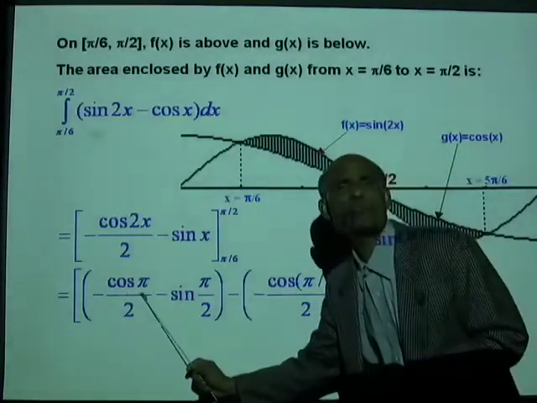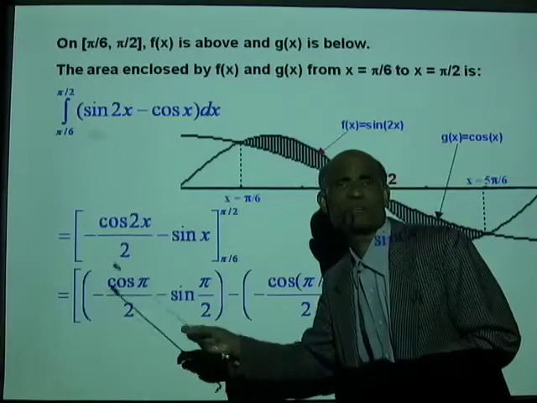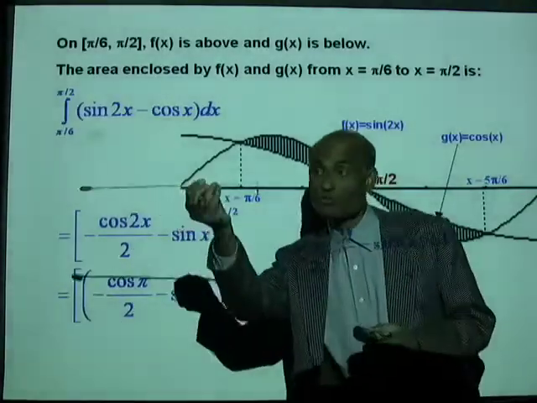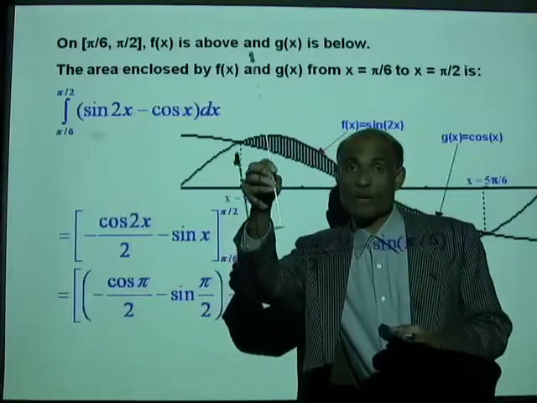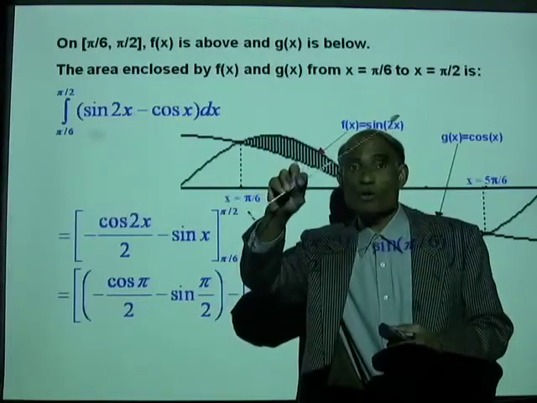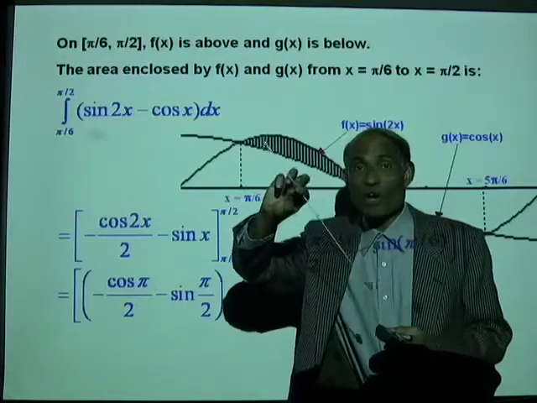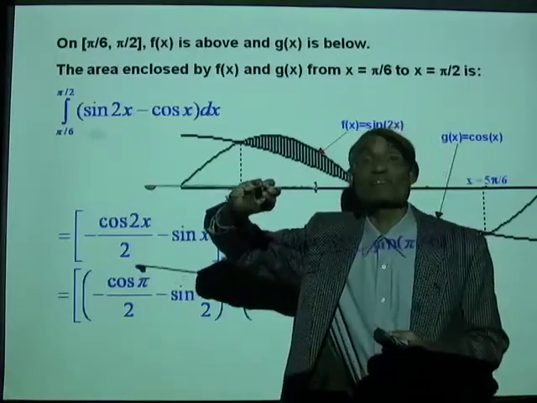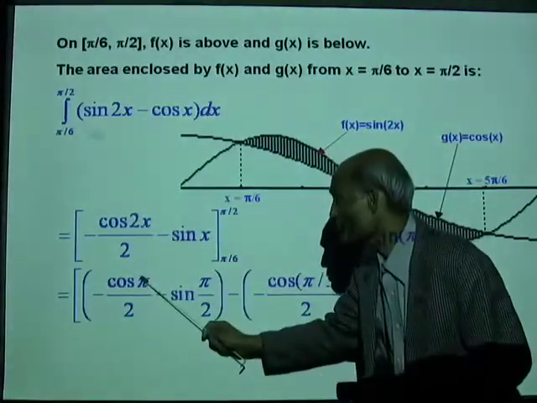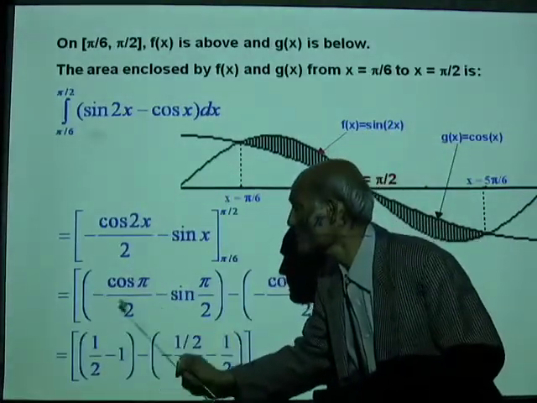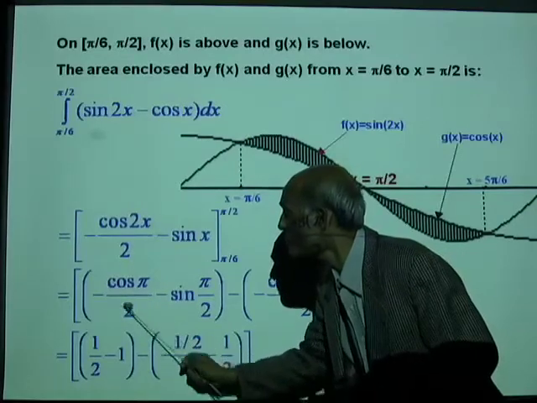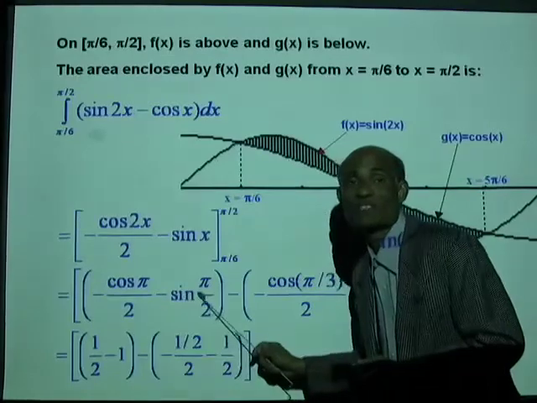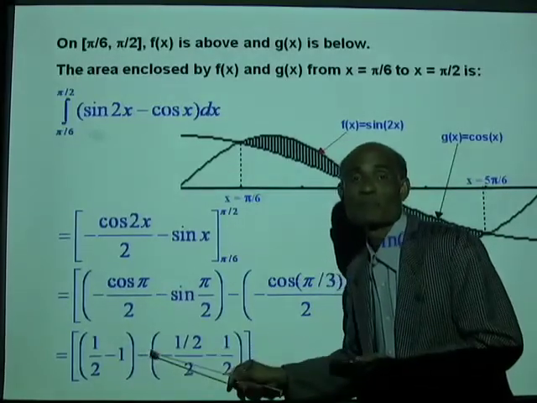What is cos pi? You must be able to put that up quickly. Remember, cos 0 is 1. Cos pi by 2 is 0. Cos pi is negative 1. Cos of 3 pi by 2 is 0. Cos of 2 pi is 1. You must remember that. So this will be negative 1 over 2, and with that negative sign it becomes positive 1/2. Minus sine pi by 2, which is 1.